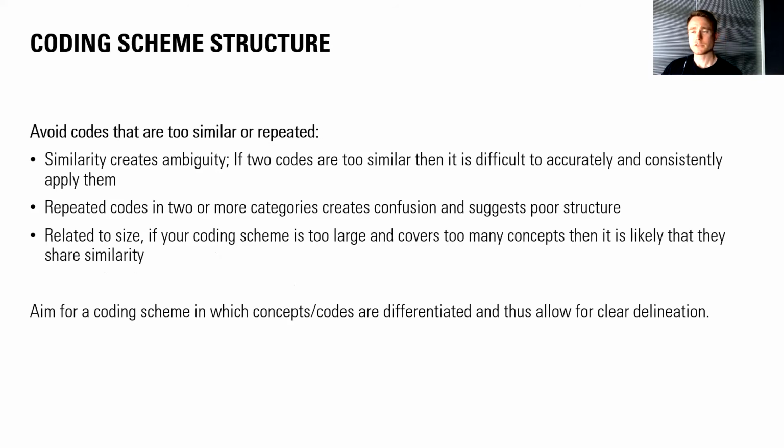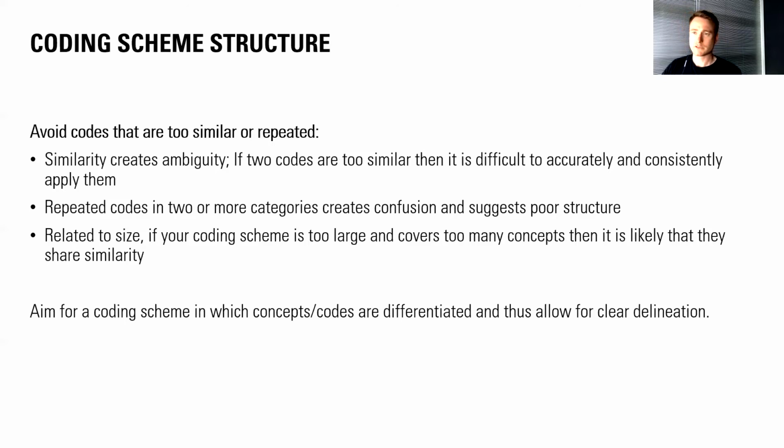Okay, avoid similarity. This builds on ambiguity. If you have codes that are too similar, then they're going to be ambiguous. Often we're subjectively interpreting our data and applying codes to it, so there's some level of subjectivity in there. If you have very similar codes, there might be no consistency in how you're applying them. You also want to avoid repeated codes in two or more categories. This is a sign of a poor coding scheme structure. If you have the same code in multiple categories, then you probably haven't refined the coding scheme down to a good level.